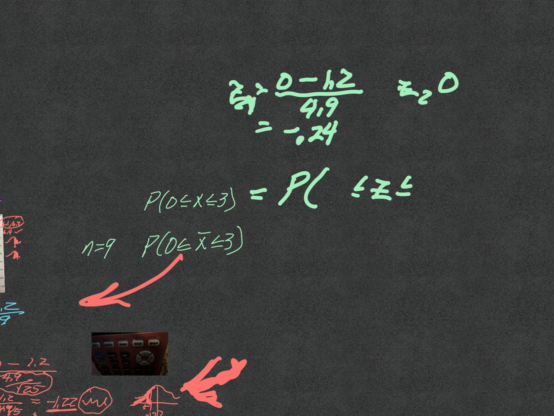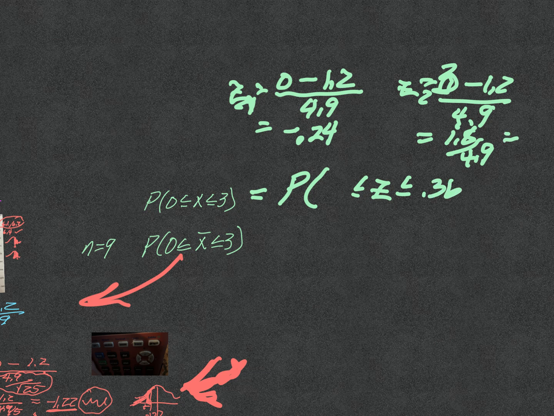Then I want to do the 3, so I'll call that z2. Did I put 1 point? Yeah, not 0, 3, excuse me. 3 minus 1.2 divided by 4.9, which is 1.8 divided by 4.9, and that is equal to 0.36. So our z-scores are between negative 0.24 and 0.36. I've now changed my original probability statement to a z-score.